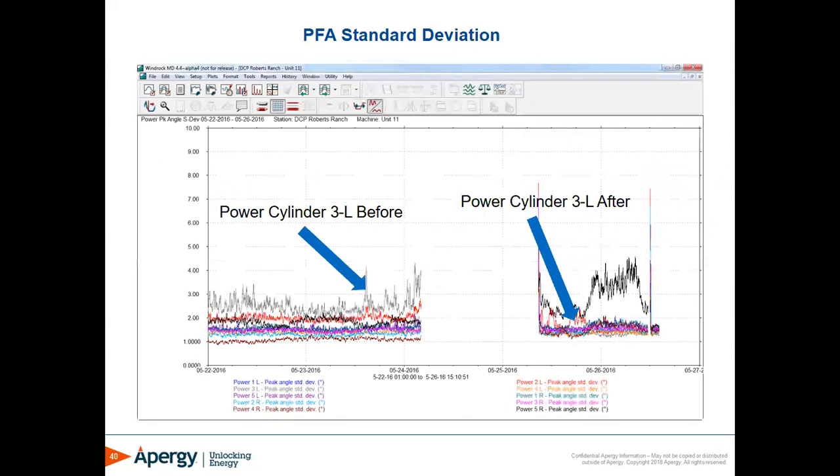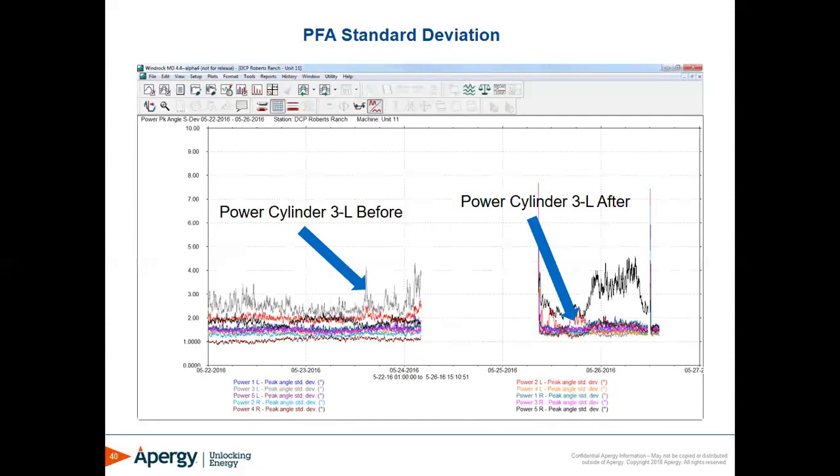So we have standard deviation here of the peak firing angle. So here we have the 3L before, which is the gray trace, is higher than the rest. You can see it's kind of just spiking up over time, especially over here at the end, showing us that that angle is moving around.